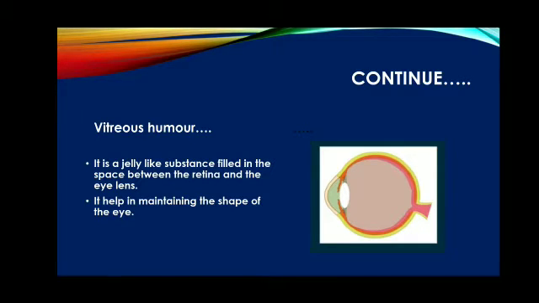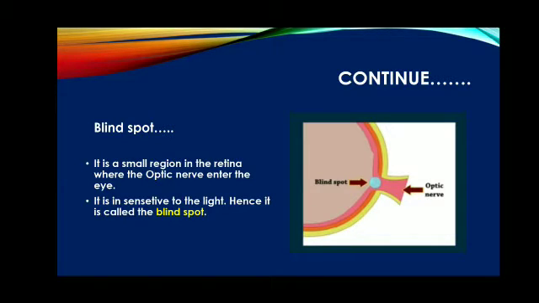Now, vitreous humor. It is a jelly-like substance filled in the space between the retina and the eye lens, and it helps in maintaining the shape of the eye. And now let us complete that. What is a blind spot? It is a small region in the retina where the optic nerve enters the eye. It is insensitive to light, hence it is called the blind spot.